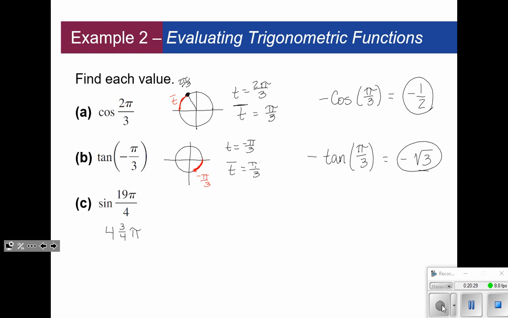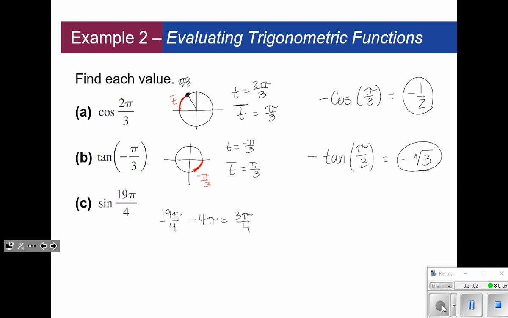Now, think about this for a minute. Oh, I hate my dead spot. So this is 2 pi, 4 pi. So what we're really looking at is over here. Really this 4 3/4 pi, subtract off the 4 pi. So 19 pi over 4 minus 4 pi would give you 3 pi over 4.